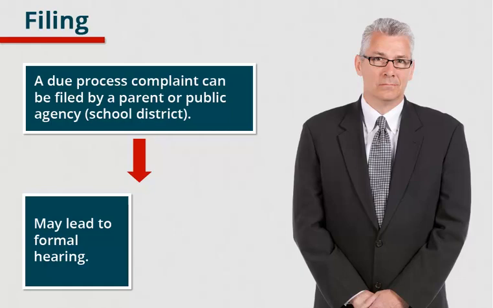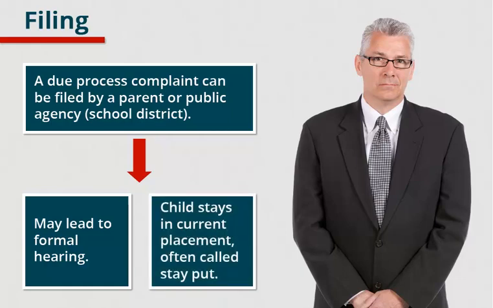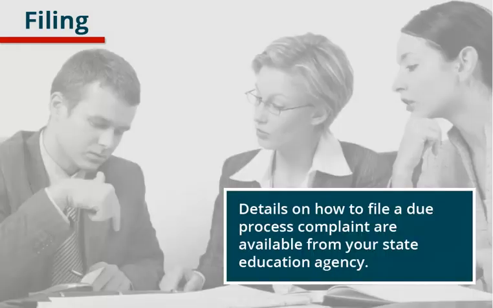From the time a due process complaint is filed until it is resolved, your child stays in his or her current educational placement, unless you and the school agree otherwise. This is often referred to as pendency or stay put. If your complaint involves admission to public school for the first time, with your consent, your child must be placed in the public school until everything related to the due process complaint is resolved. Details on how to file a due process complaint are available from your state education agency.